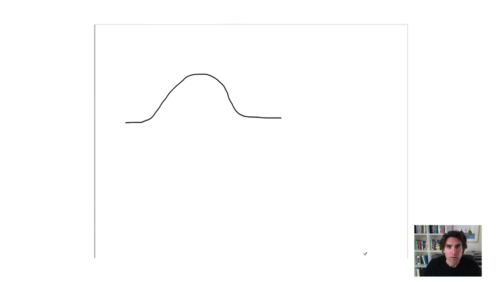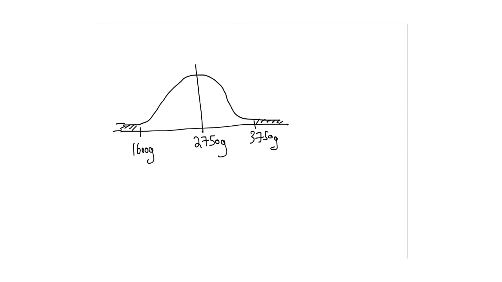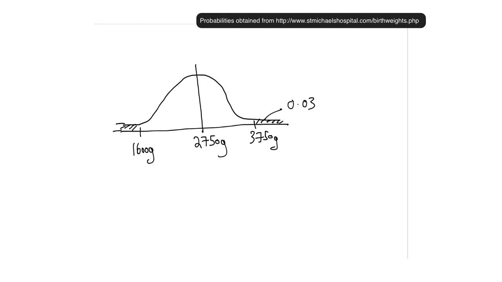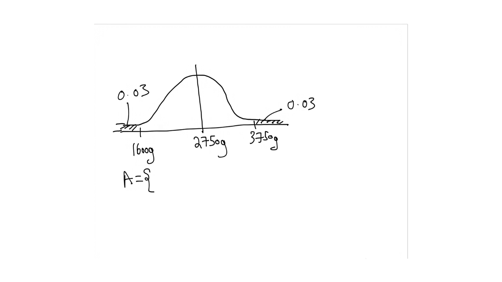Now for our second example. Probability is often represented as an area under the curve. Suppose that this curve represents the birth weight of Canadian males in grams. What is the probability that a newborn male will have a birth weight below 1600 grams or above 3750 grams? The area under the curve to the right of 3750 grams is 0.03, and the area to the left of 1600 grams is 0.03. Let's let A be the event that birth weight, denoted by BW, is less than or equal to 1600 grams.